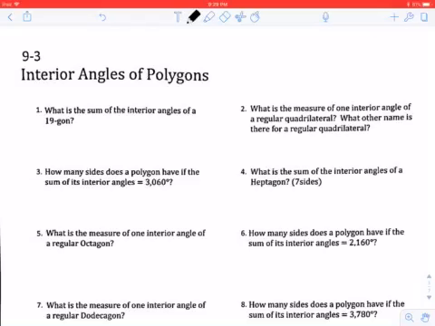Alrighty, 9-3. Honestly, I feel like 9-3 is the easiest one, so I'm going to go fairly quickly through these.